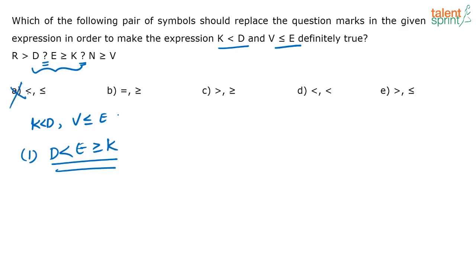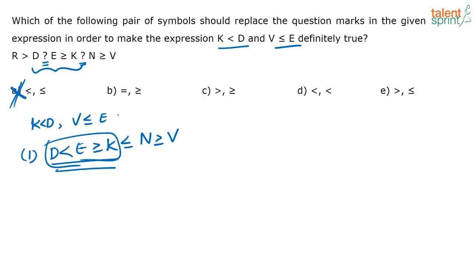What I am trying to say is you needn't even put this less than or equal to symbol here and then try to check what is the relationship between V and D. Not required, because in this step itself you are not able to find the relationship between D and K. So directly eliminate that option.